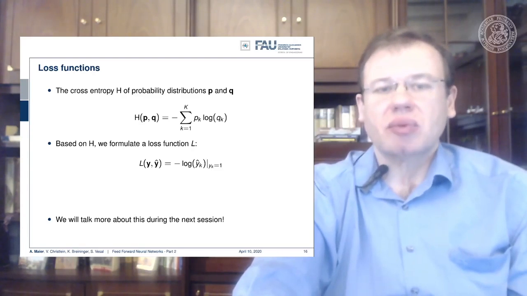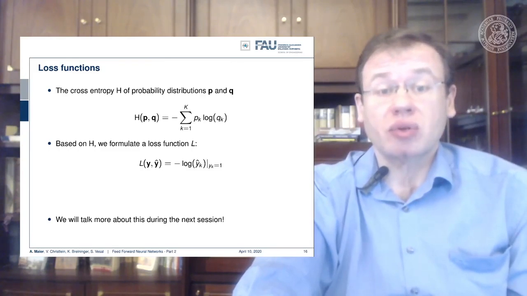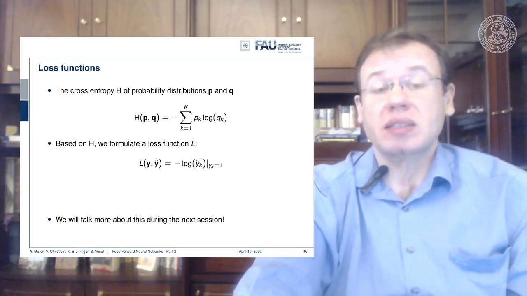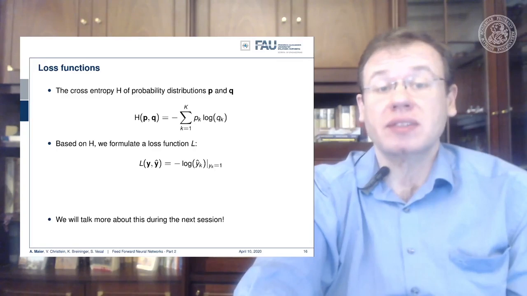Here we can use the property that all of our elements will be 0 except for the true class. So we only have to determine the negative logarithm of y hat k, where k is the true class. This simplifies the computation a lot, and we get rid of the above sum.